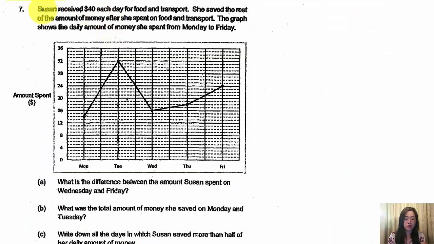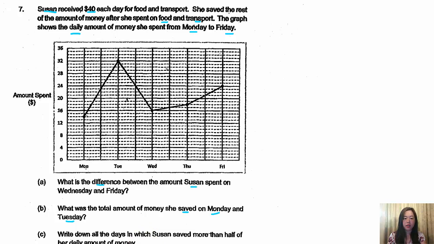Question 7. Susan received $40 each day for food and transport. She saved the rest of the amount of money after she spent on food and transport. The graph shows the daily amount of money she spent from Monday to Friday. A. What is the difference between the amount Susan spent on Wednesday and Friday? B. What was the total amount of money she saved on Monday and Tuesday? C. Write down all the days in which Susan saved more than half of her daily amount of money.